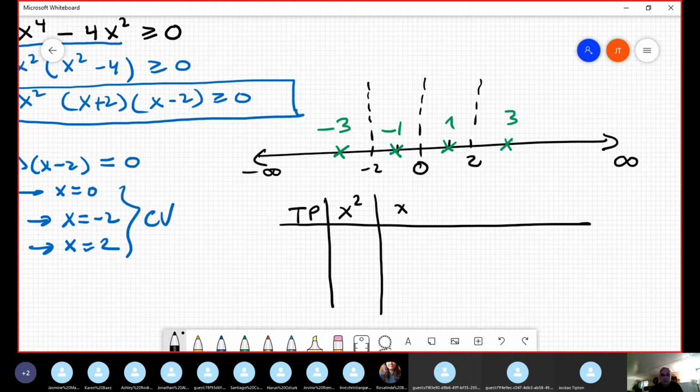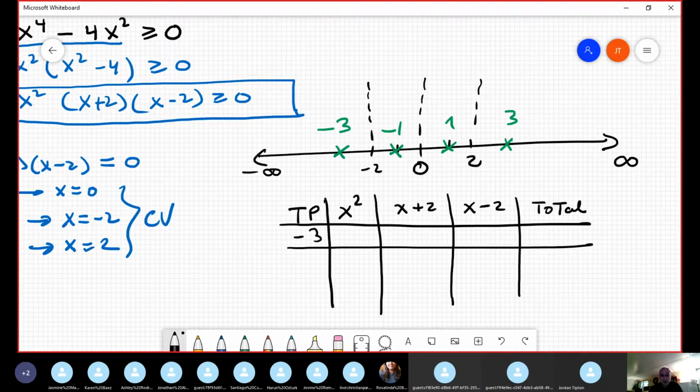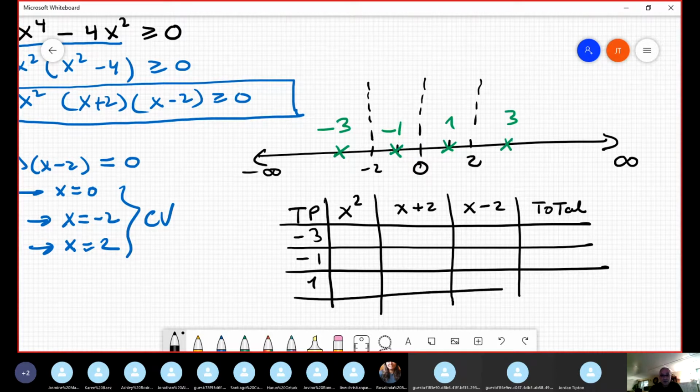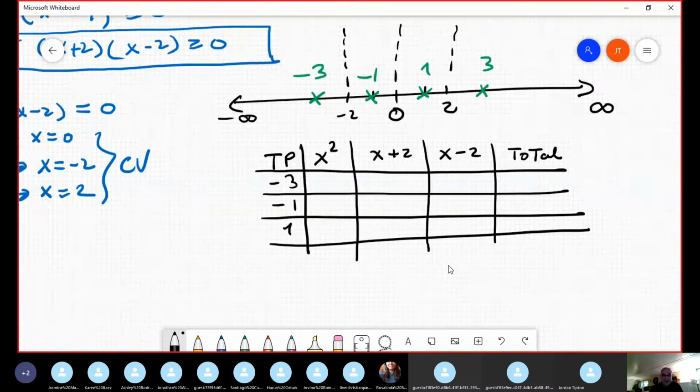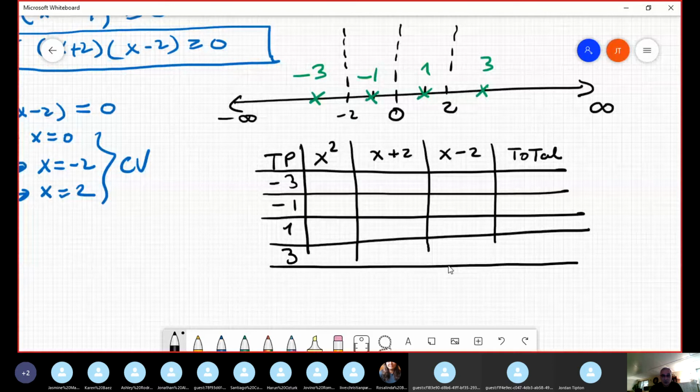Okay, x plus 2, x minus 2, and total sign. Okay, and the testing points are negative 3, negative 1, positive 1, and positive 3. And you evaluate these testing points in this expression.